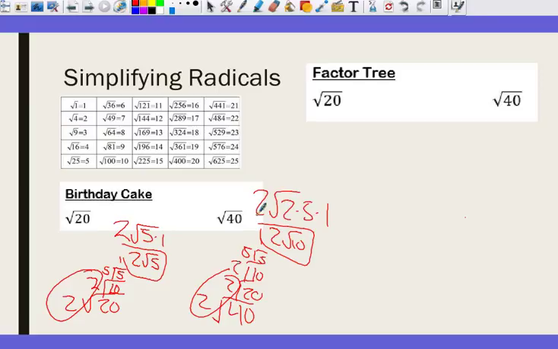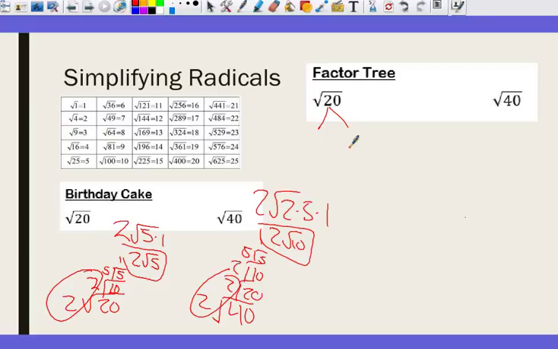Another way to do it is using the factor tree. The factor tree is almost the exact same thing. These are almost identical to me. The factor tree is a little bit more loosey-goosey. For me, I think it's simple. Me too. So, what is a factor of 20?